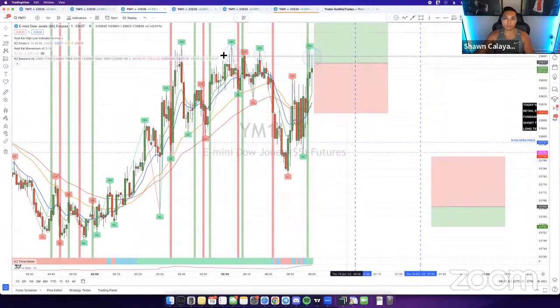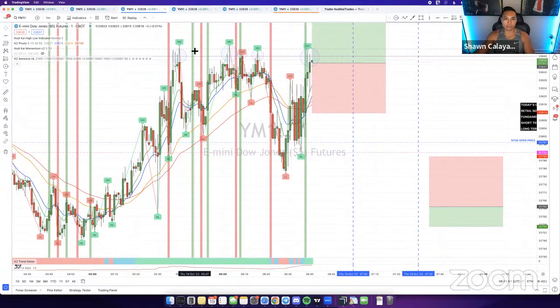So if you guys want to take it, feel free. I'll mark it up for you guys, but I'm not going to take it myself. I just don't like the area right here. You can see it's tested it a bunch of times. So there goes the breakout V2 that is currently running right now.